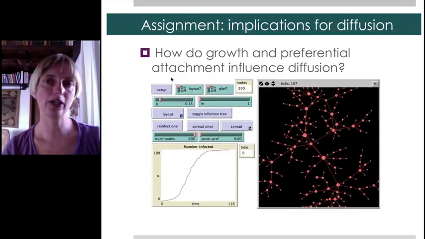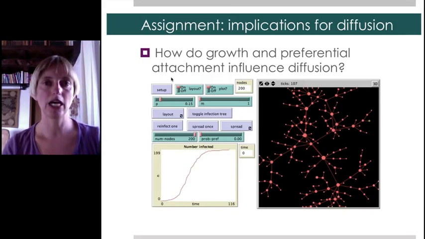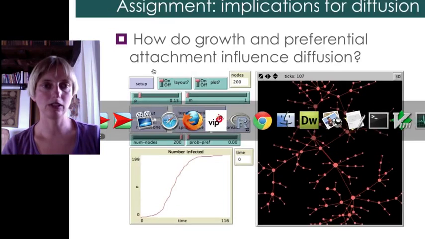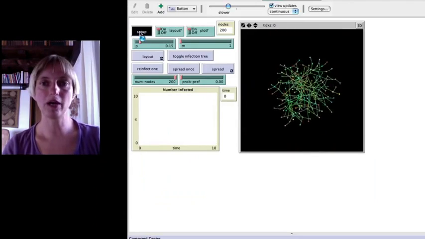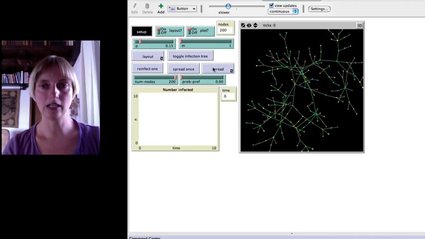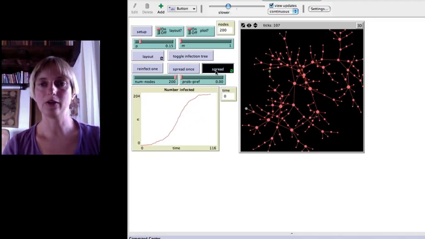And in another part, you'll be looking at how quickly information or disease or other things can spread on the network depending on whether the network grows randomly or grows with preferential attachment. So hopefully it's this one. Okay, great. You'll be setting up your network, and here it's not preferential attachment, and then you're going to start spreading, and you're going to see how long it takes for the information or disease or whatever to spread.